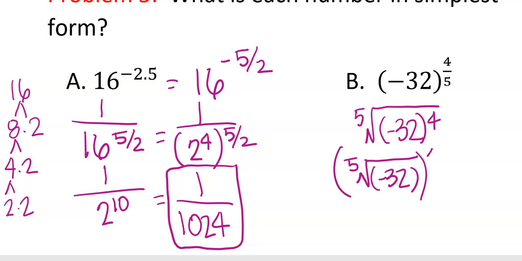And then I'm going to take that answer to the 4th. So 32. 8 times 4. 4 times 2. Oops. 2 times 2. 2 times 2. 1, 2, 3, 4, 5. So 2 to the 5th is 32.